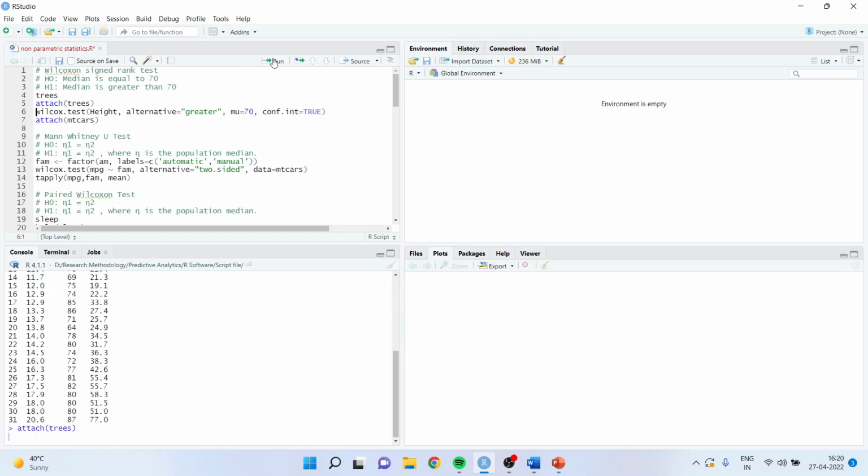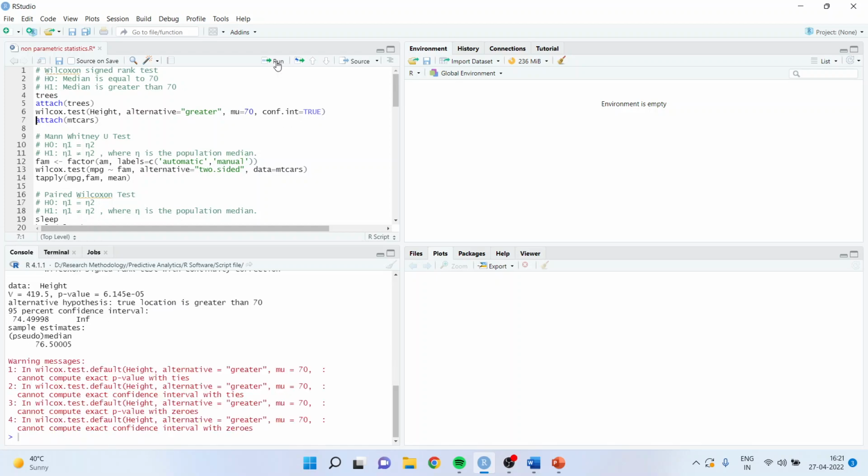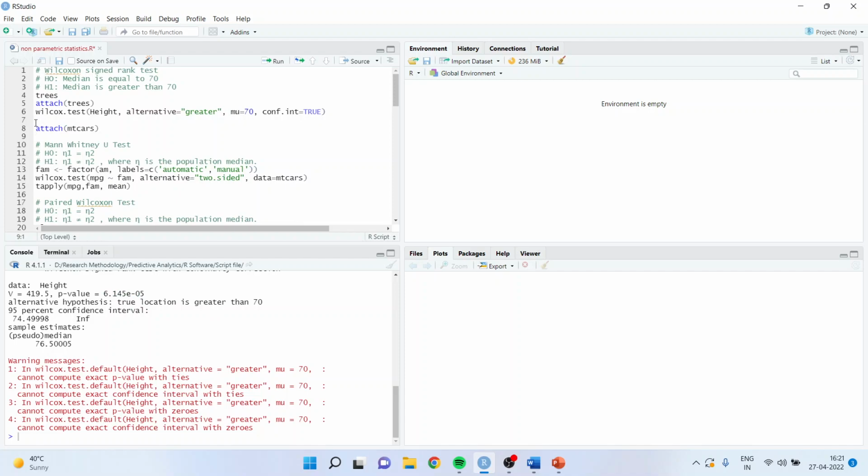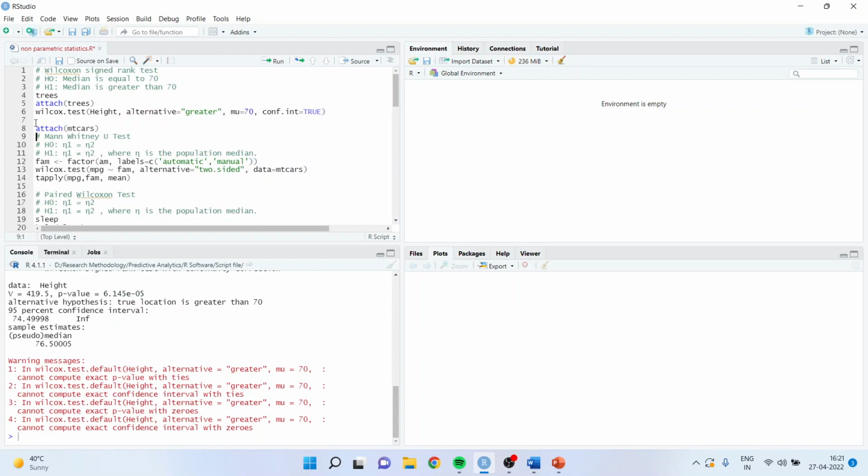So I will attach this and I will run wilcox.test on height, alternative is greater, mu is 70, and the confidence interval is true. I will run this test. Here I get a p-value which is less than 0.05 and therefore we reject the null hypothesis, which means that there is a significant difference between the data frame median and the population median, or the median which is given, or the claim which is there.